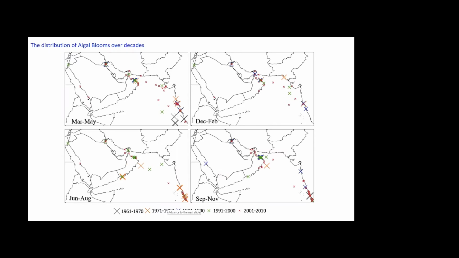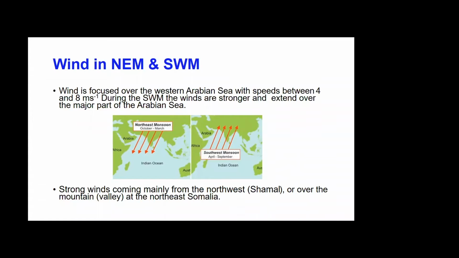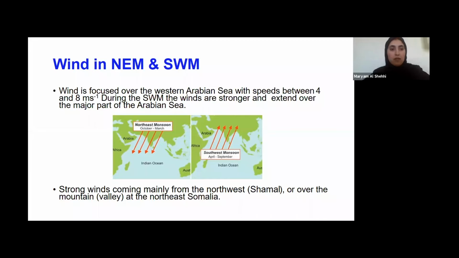First we look at the wind. We have looked at how it changes in the northeast monsoon and the southwest monsoon. Here in the figure, you see that the winds reverse in direction between the northeast monsoon and the southwest monsoon. This is very significant in changing the circulation and upwelling in the Arabian Sea.